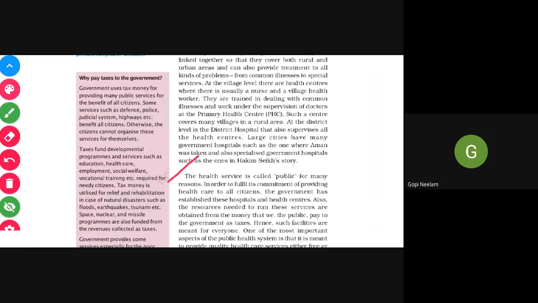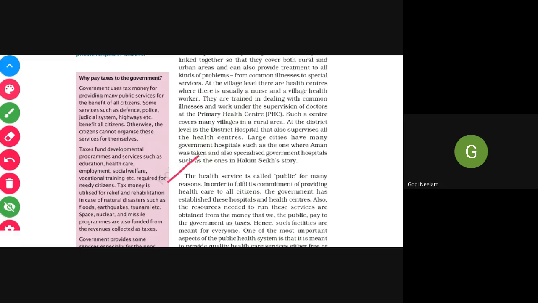Who are the needy people? Who needs it? So tax money is utilized for relief and rehabilitation in case of natural disasters such as floods, earthquakes, tsunami, etc. For example, this is the very best example: two or three months back, floods came in Hyderabad. Many low-lying areas, the water came into their houses. Some of the house buildings fell down, so they could not stay in those houses.